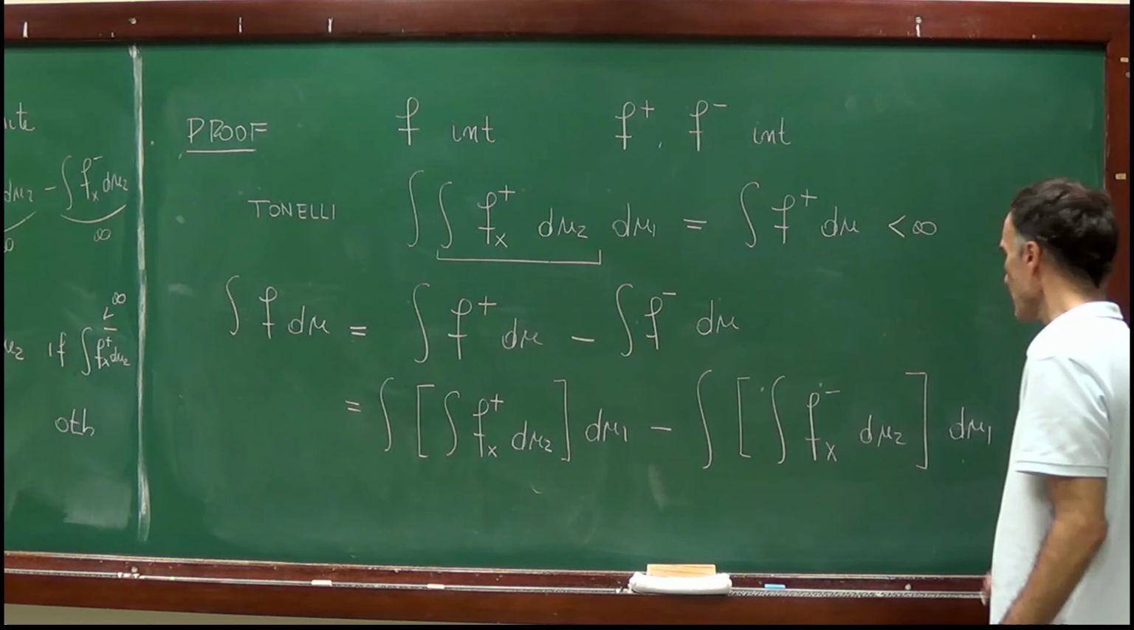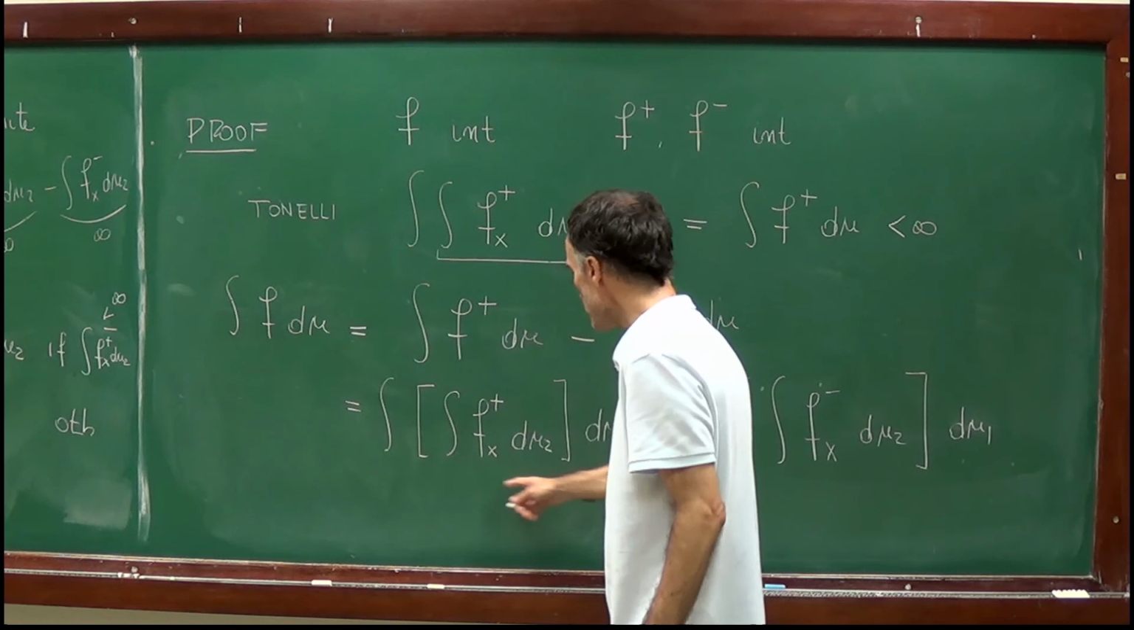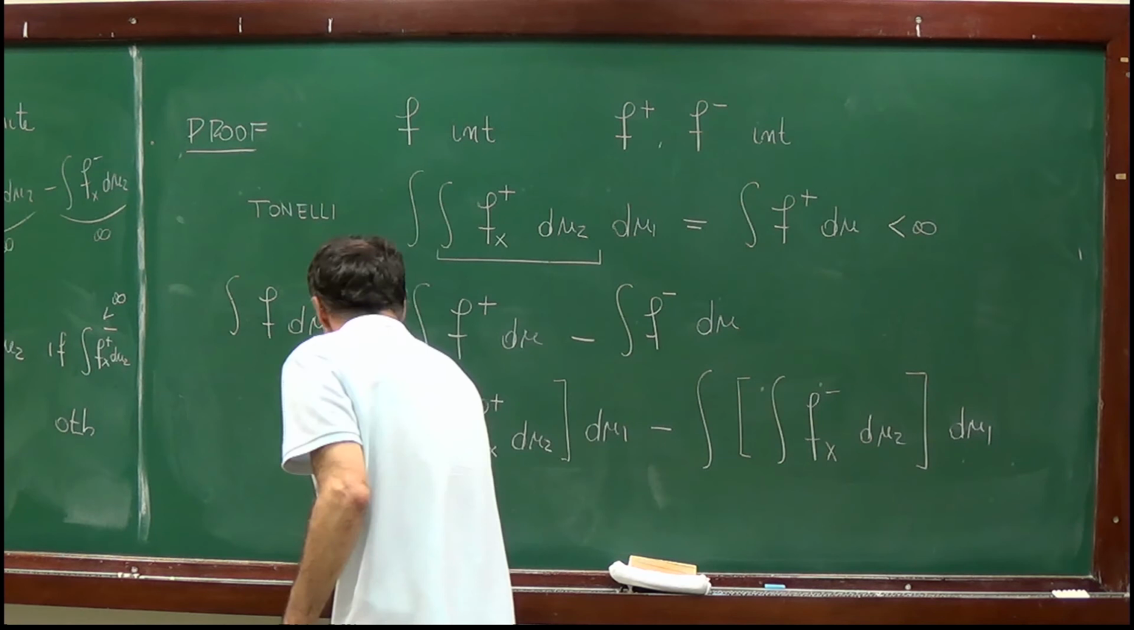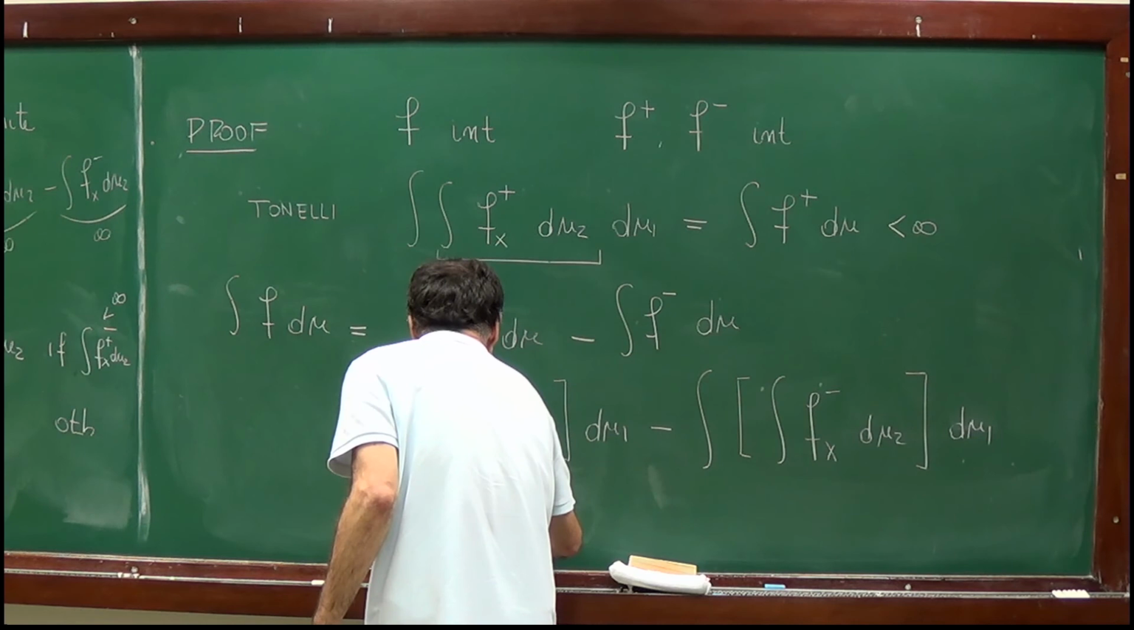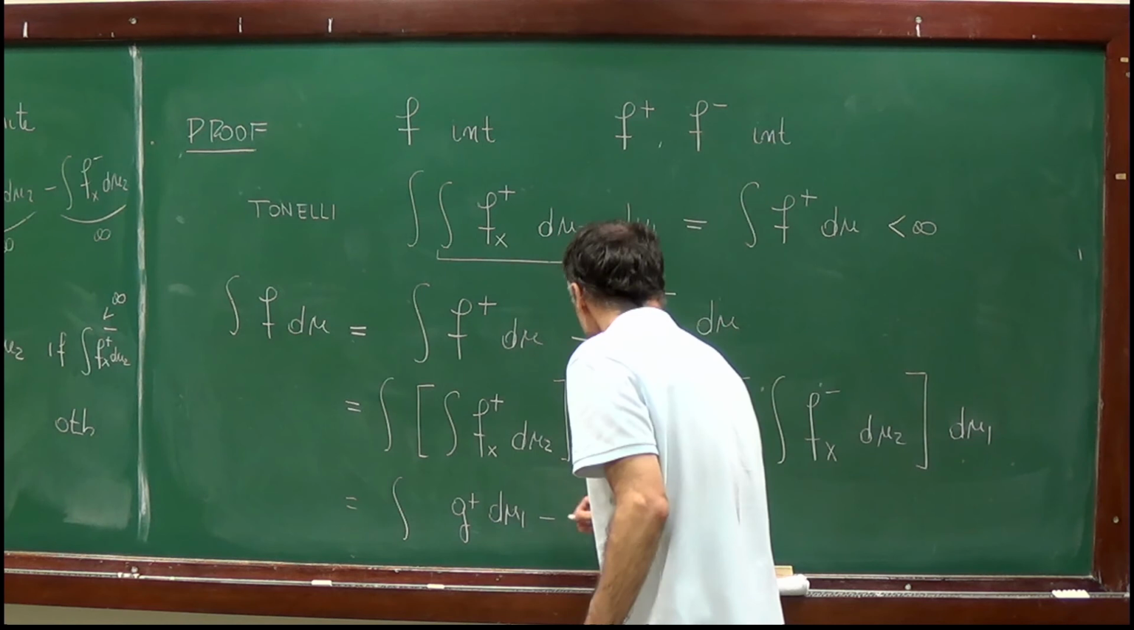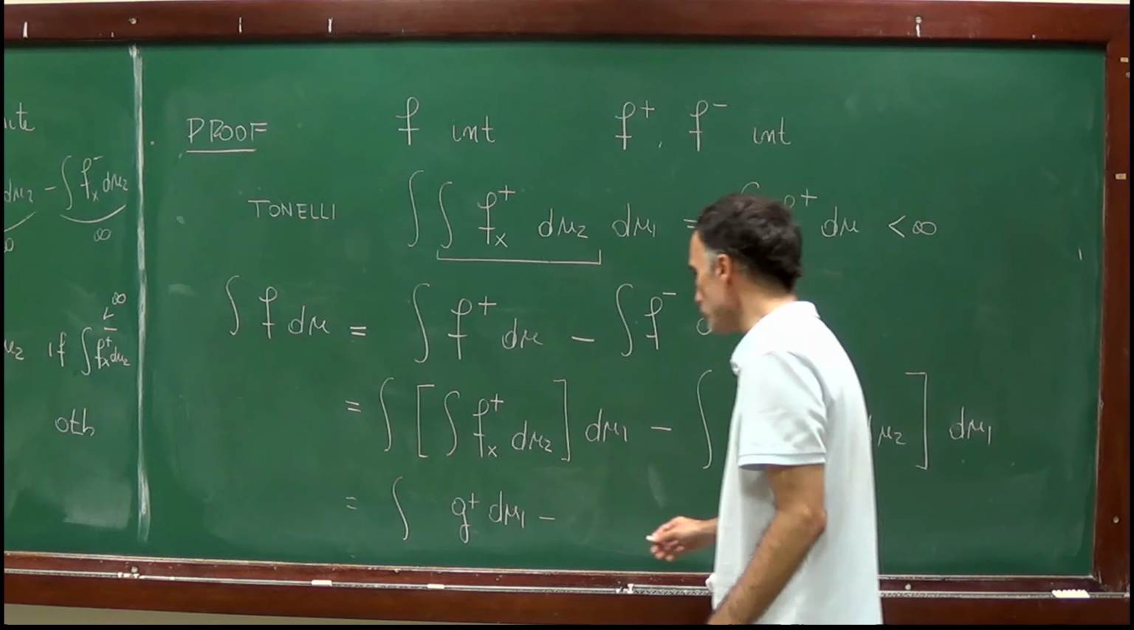And now, since we have seen that this function is equal almost everywhere to the function g plus, this is also equal to the integral of g plus d mu 1, because these two functions are equal almost everywhere. And by similar reasons, this function is equal to g minus almost everywhere, so I can replace that integral by the integral of g minus d mu 1.